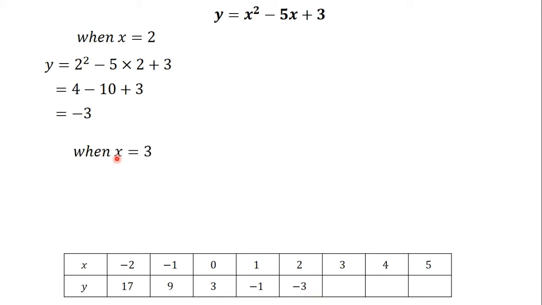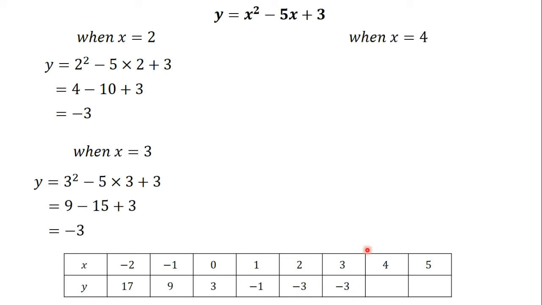The next x value we have is 3. When x is equal to 3, y will be equal to 3 squared minus 5 times 3 plus 3. And this will give us 9 minus 15 plus 3. 9 minus 15 plus 3 will give us minus 3. So when x is 3, y is also minus 3.